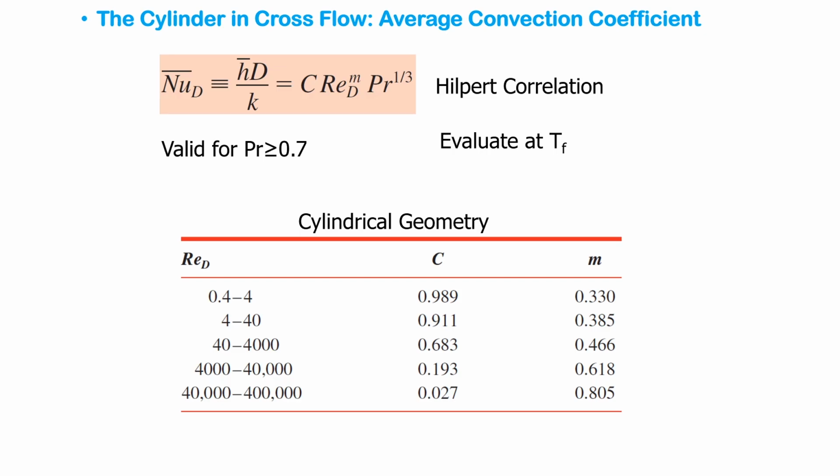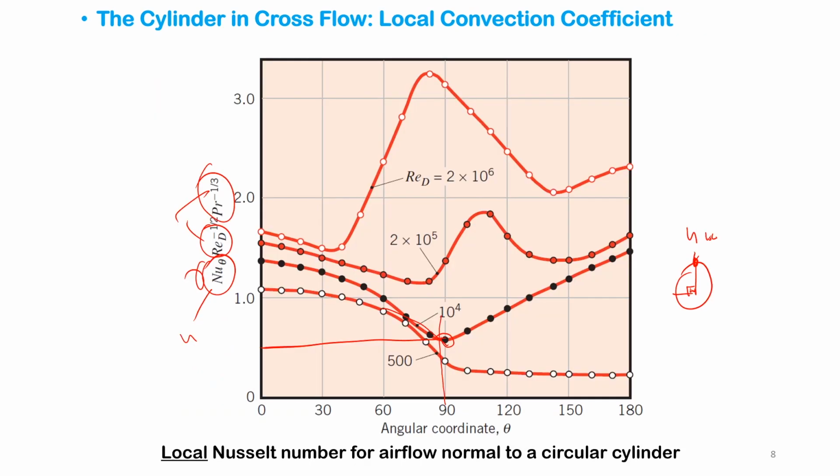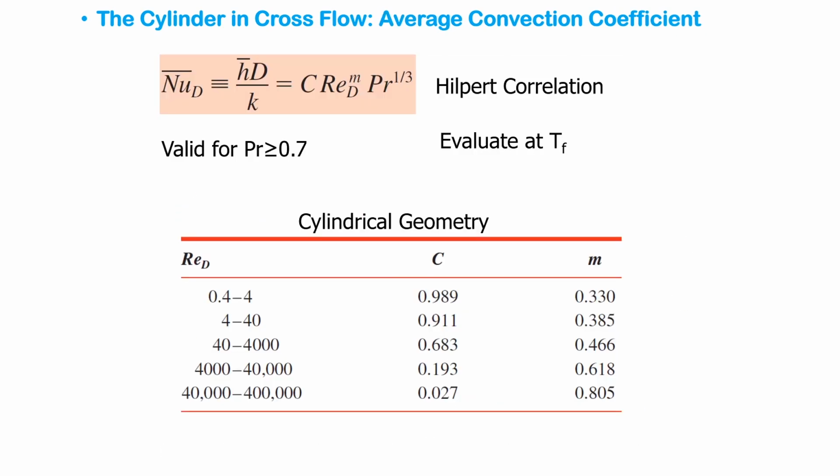So there are also other equations. If you don't like to use the graphs to read the values, there are empirical equations. One of these equations is called the Hilpert correlation. In this correlation, we have 3 variables. So we actually have 2 variables, C and m.